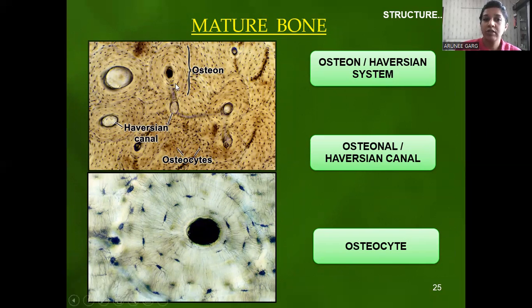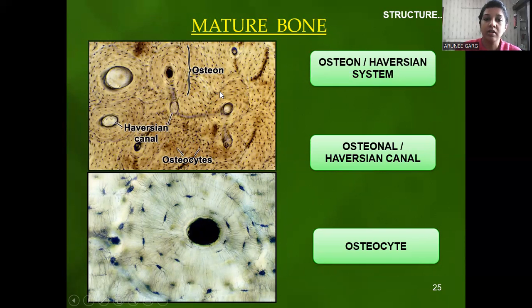When bone formation takes place, it takes place in a rhythmic pattern, and in the process, the osteocytes are entrapped in it. So these cells are the osteocytes. They are present in the lacunae, and in the center, it's the Haversian canal where the blood vessels and the nerves of the bone are found. So these are concentric lamellae because they are formed in this pattern.